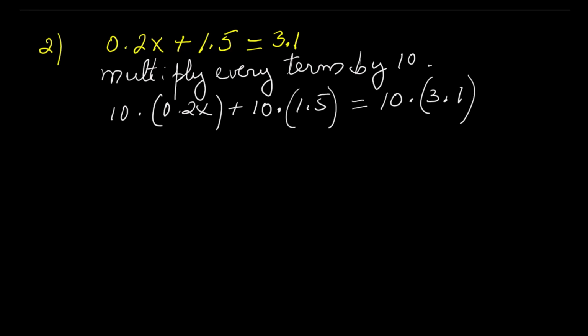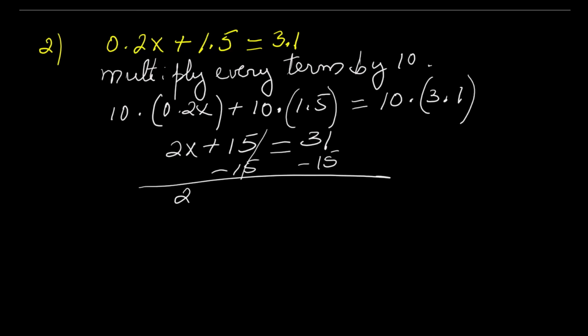Ten times 0.2x is 2x, plus 10 times 1.5 is 15, and 10 times 3.1 is 31. That gives us 2x plus 15 equals 31. Now solve it. Subtract 15 from both sides. 2x equals 16. Divide by 2, and we get x equals 8. Nice and clean, no decimals left behind.